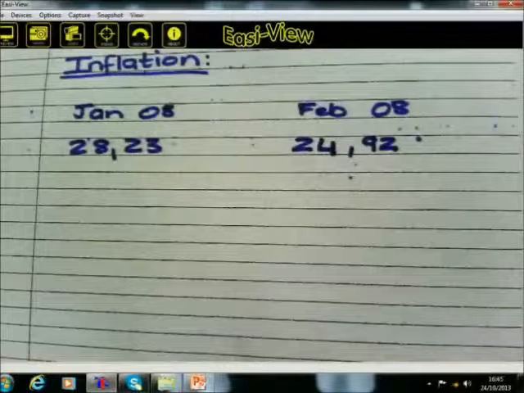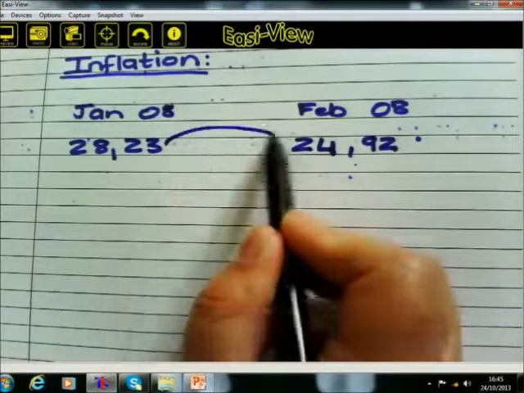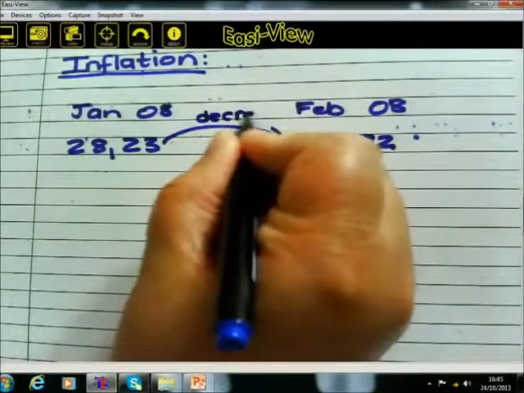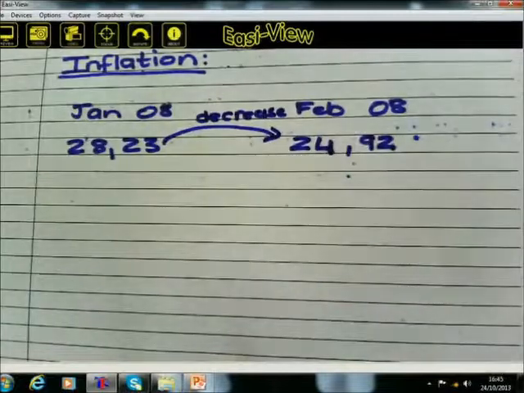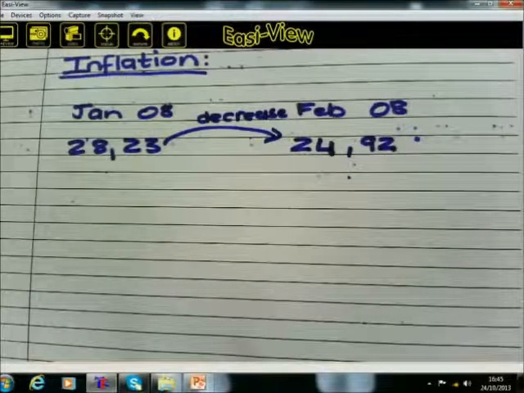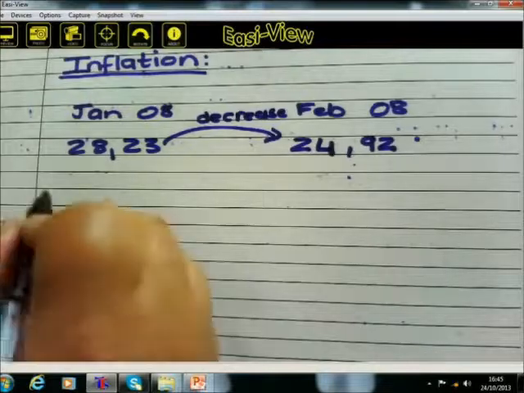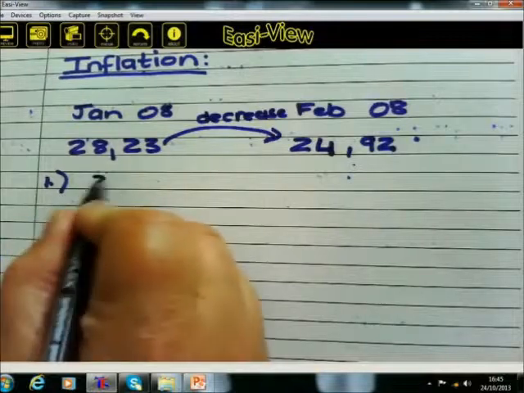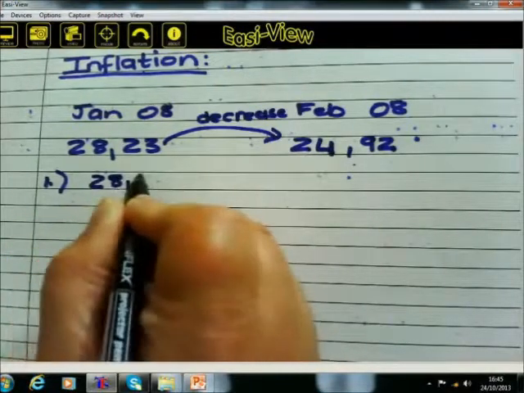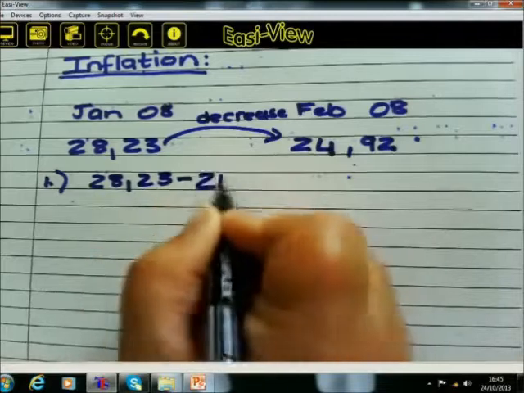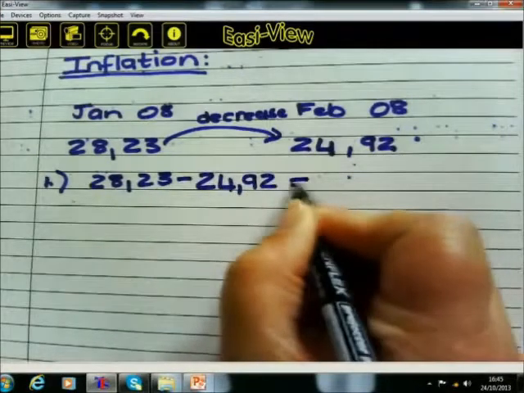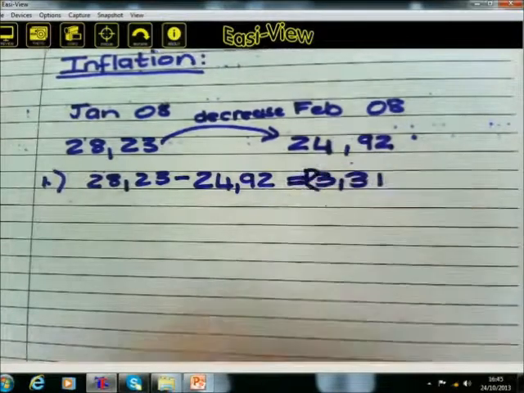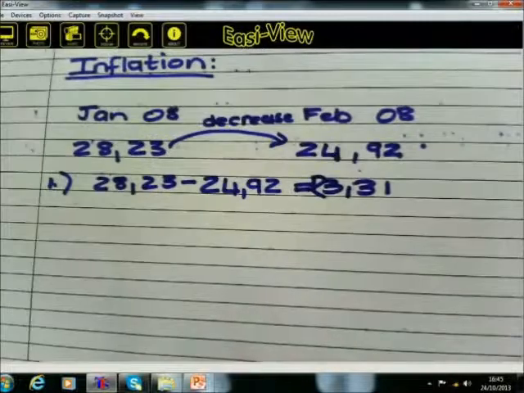So what is the first thing that you noticed? From 28 to 24, what happened? There was a decrease. So yes, the price of the chicken came down. So that was the first question. Question 1 asked, by how much did the price of the chicken change? So it will be 28 Rand 23 minus the 24 Rand 92, and if I subtract that, it gives you 3 Rand 31. That is by how much it decreased.